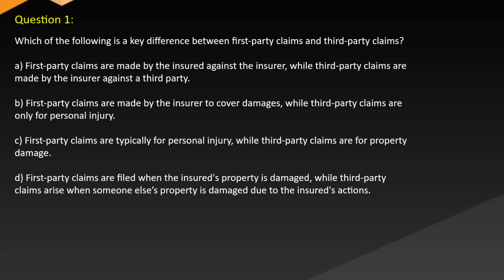Question 1. Which of the following is a key difference between first-party claims and third-party claims? A. First-party claims are made by the insured against the insurer, while third-party claims are made by the insurer against a third party. B. First-party claims are made by the insurer to cover damages, while third-party claims are only for personal injury. C. First-party claims are typically for personal injury, while third-party claims are for property damage. D. First-party claims are filed when the insured's property is damaged, while third-party claims arise when someone else's property is damaged due to the insured's actions.